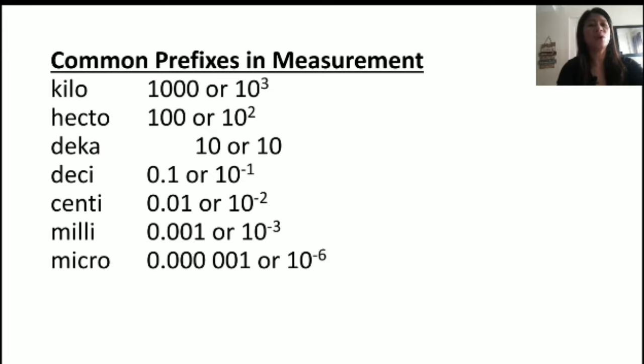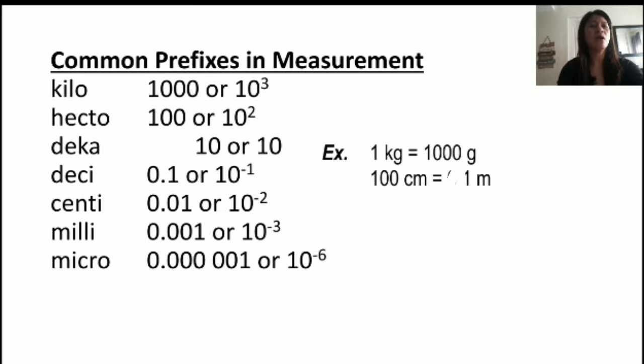Let's move on to some common prefixes used in measurement. We have kilo. Kilo denotes 1,000 times greater than the preceding unit. In exponent form, it's 10 raised to 3. Hecto is 100 times greater. Deca is 10 times greater. Deci is 10 times smaller than the preceding unit. In exponential form, it's 10 raised to negative 1. Centi means 100 times smaller. Milli is 1,000 times smaller. And micro, 1 million times smaller.